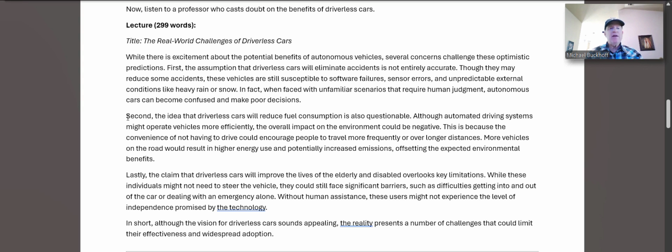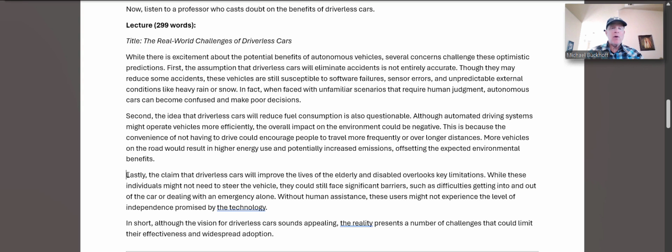Next paragraph, second. The idea that driverless cars will reduce fuel consumption is also questionable. Although automated driving systems might operate vehicles more efficiently, the overall impact on the environment could be negative. This is because the convenience of not having to drive could encourage people to travel more frequently or over longer distances. More vehicles on the road would result in higher energy use and potentially increased emissions, offsetting the expected environmental benefits. So this kind of casts doubt on the second point mentioned in the reading.